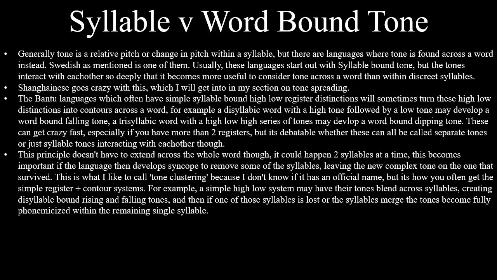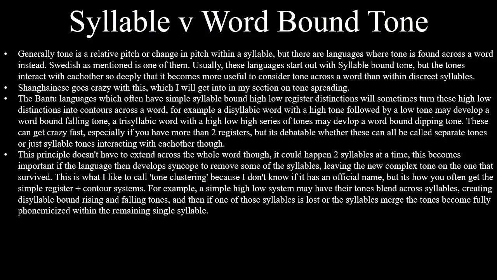If this is then followed by syncope of one of the vowels, this may then lead the remaining vowel now solely carrying a new contour tone, in a change I like to call tone clustering, because it's literally forcing tones together within the same syllable. But I don't know if there's an official term for it. Tone clustering also notably doesn't have to result in a word-bound tone, instead simply blending the tones of what were two syllables into one. This is how you typically get those simple tone systems with both registers and contours that don't overlap that I mentioned earlier.